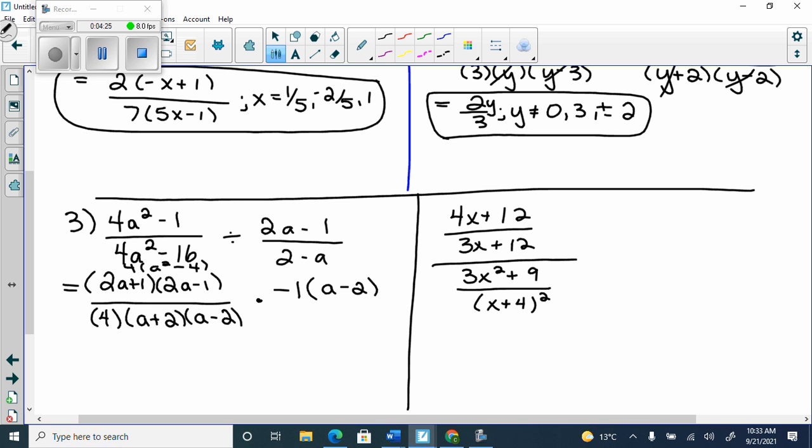So remember, if they're the same but wrong sign, take a negative 1 out to match. Because this one's positive 2 minus a, this one's positive a minus 2. So same but wrong signs. And then I have 2a minus 1. I have to state NPVs first.